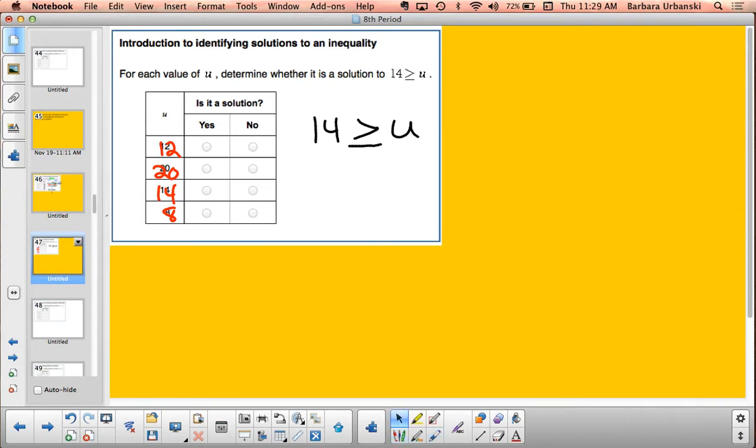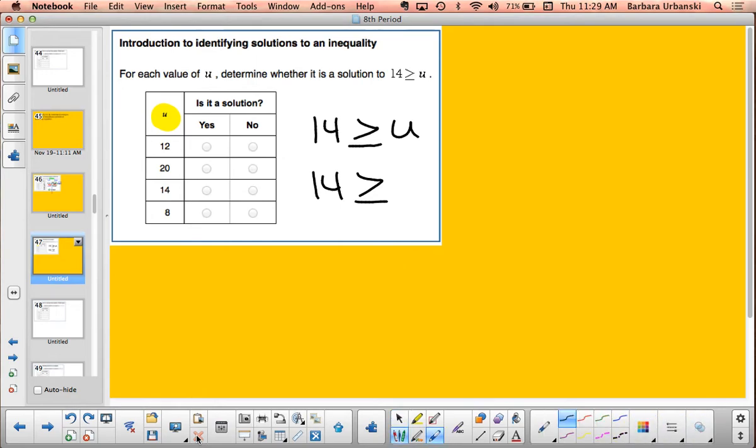If we start substituting, instead of the u, we're going to substitute the value of u. They've got 4 options here for us. The first one we're going to look at is the 12. Is 14 greater than or equal to 12? Yes, it is. It is a solution.